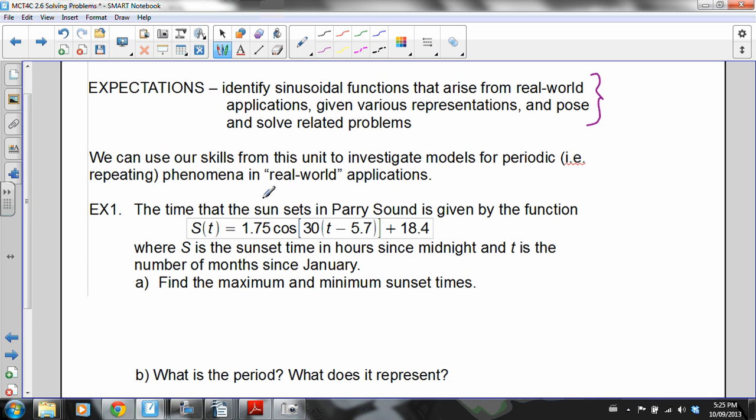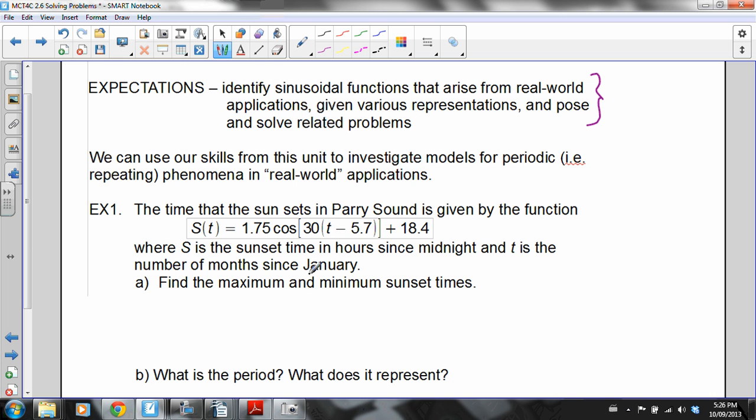So one thing that repeats is the sunset time, right? The same time every year, the sun goes down at the same time of day. And notice there's some decimals in here, but we shouldn't be too scared about that. It says where S is the sunset time in hours since midnight. So these aren't actually times. Like we can have a time of 1.75, but that's the hours since midnight. And T is the number of months since January. So if we were in January, that would be month 0. Month 1 would be February, and so on.